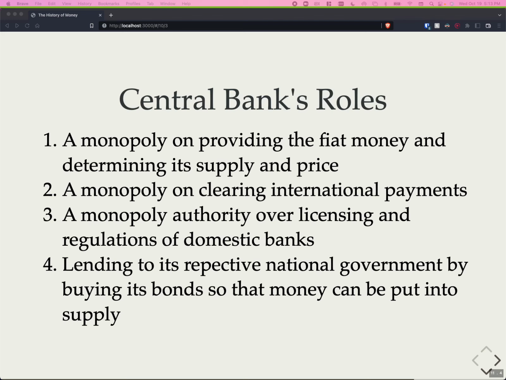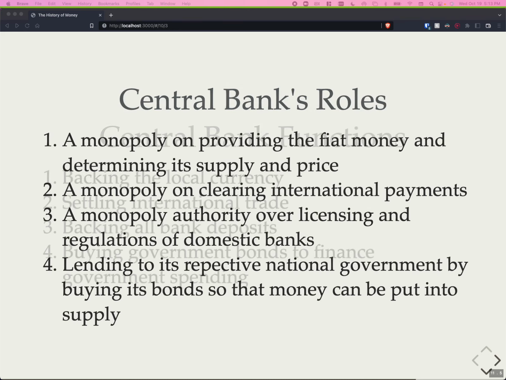They operate on a monopoly, providing the fiat money and determining its supply and price. They have a monopoly on the clearing of international payments, a monopoly authority over licensing and regulations of domestic banks, and then lending to its respective national government by buying the bonds so that money can be put into the supply.